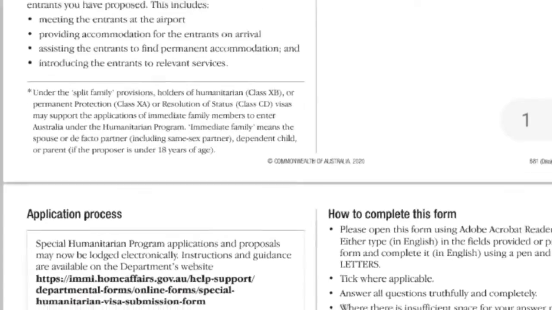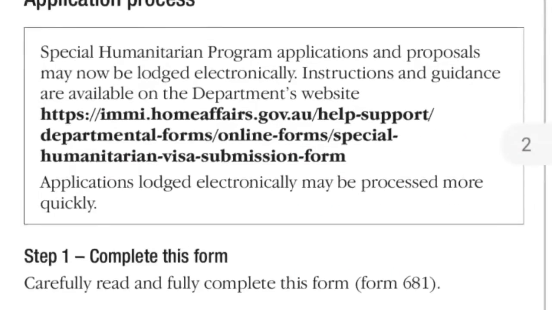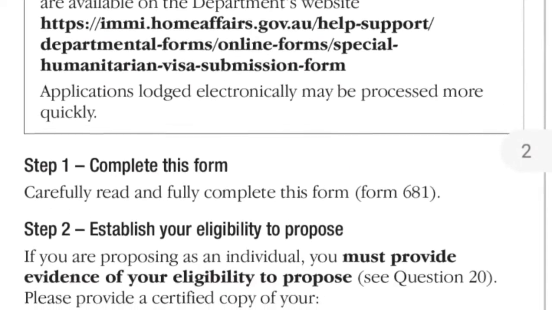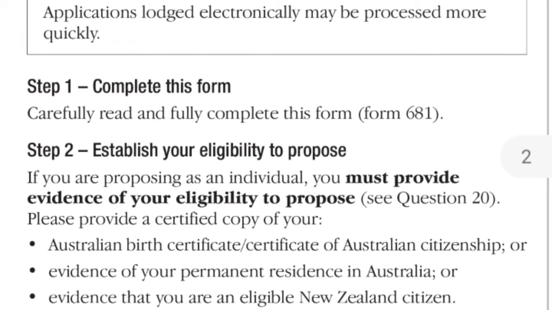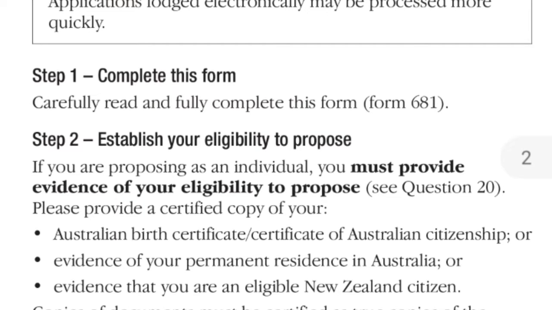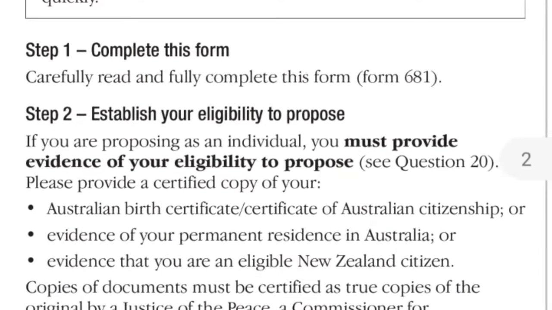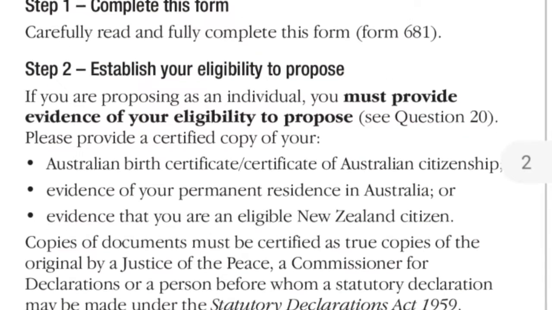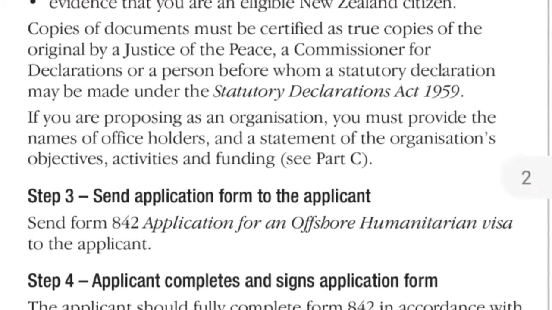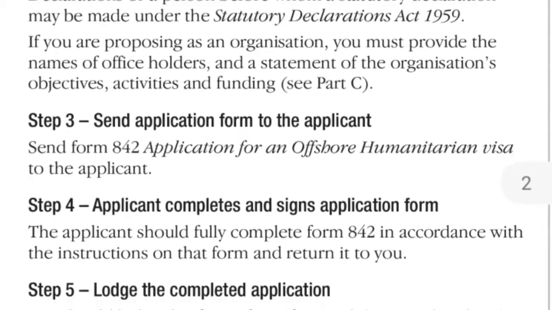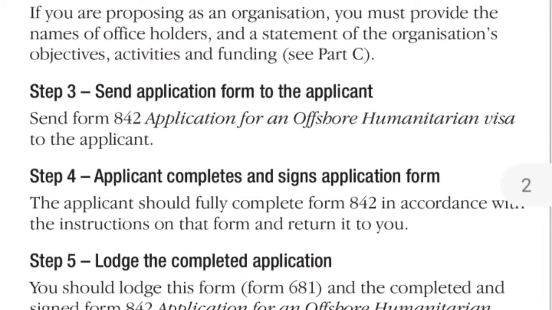Copies of documents must be certified as true copies of the original by a Justice of the Peace, a Commissioner for Declarations, or a person before whom a statutory declaration may be made under the Statutory Declarations Act 1959. If you are proposing as an organization, you must provide the names of office holders and a statement of the organization's objectives, activities, and funding. See Part C. Send application form to the applicant.